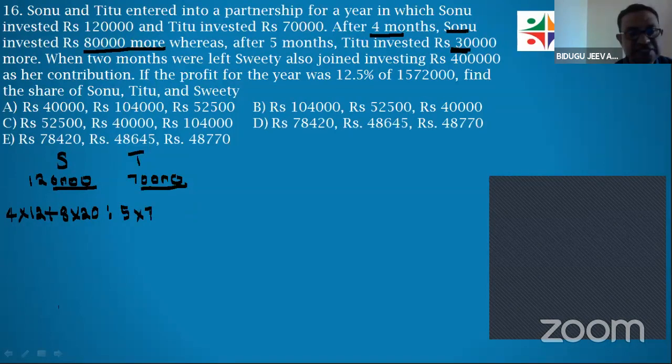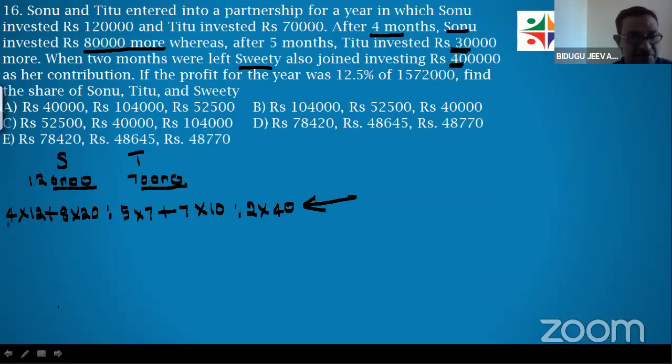For the first 5 months, 7, right? For the next 7 months, if he added 30,000, it will become 10. Fine. So, Sweetie joined only for 2 months with 4 lakhs, that is 40. Now, if you write this step, everything gets simple. Is it right? Following? So great. Now let me continue.